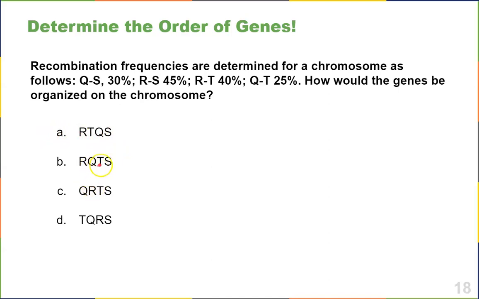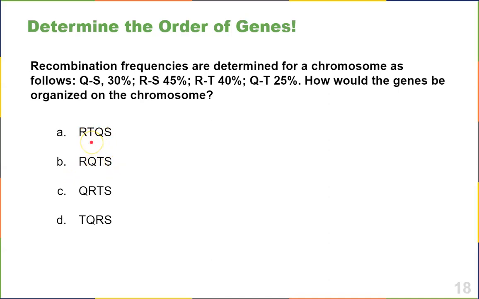This one has Q, T. Oh, it could be letter B. Okay, so let's see. It could be letter A or B. QT not next to each other. QT's next to each other, but RS, that's not correct. So let's look at A and B. It could be RTQS or it could be RQTS. So it's just that these flip-flop.